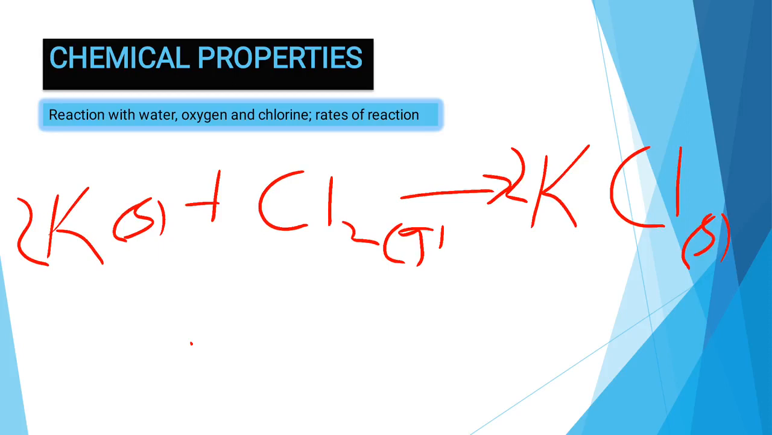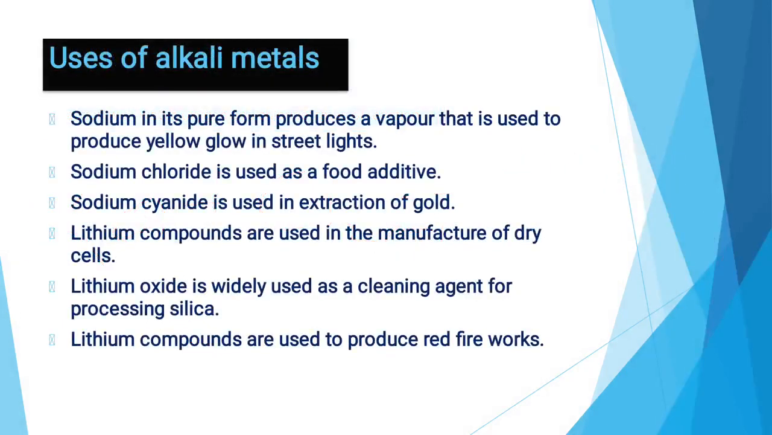Next, we look at the uses of alkali metals. Use number 1: sodium in its pure form produces a vapor that is used to produce a yellow glow in streets. Everyone has used sodium chloride as a salt, and therefore we can say that sodium chloride is used as a food additive. We have sodium cyanide, which is used in extraction of gold. Then we have lithium compounds, which are used in the manufacture of dry cells.